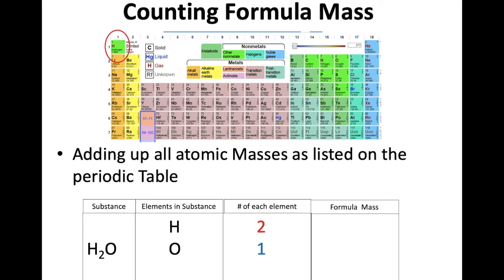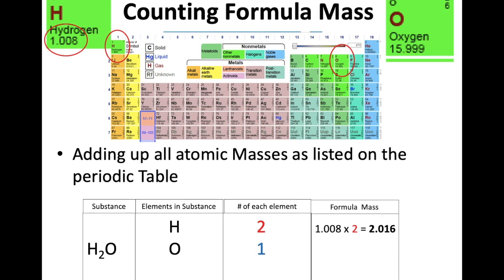So for hydrogen, in the top left part of my periodic table, I see a formula mass written there. The atomic mass is 1.008. I'm going to multiply that formula mass by 2 because I have 2 hydrogen atoms, which gives me 2.016. For oxygen, on the right side of the periodic table, my atomic mass is 15.999, and I only have 1 of these, so my formula mass is 15.99.